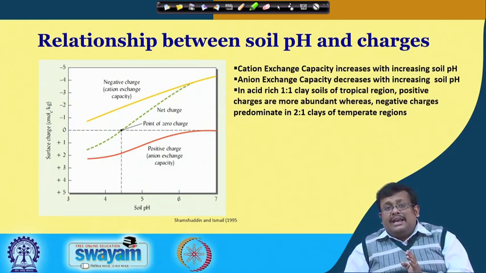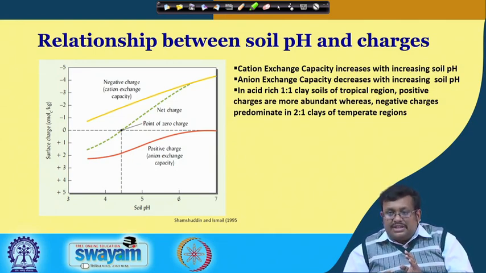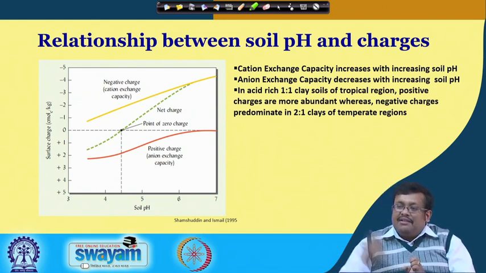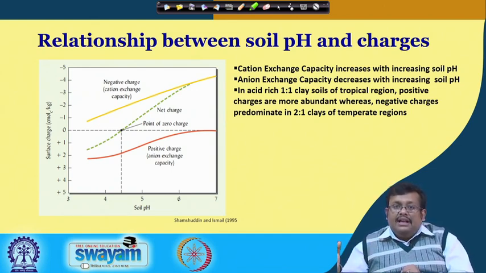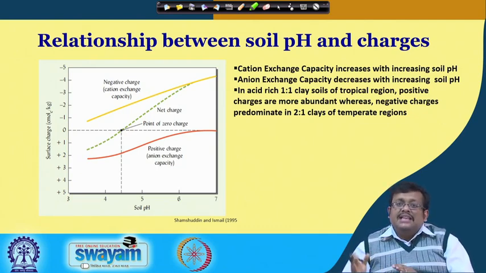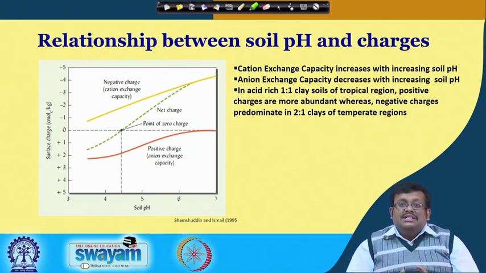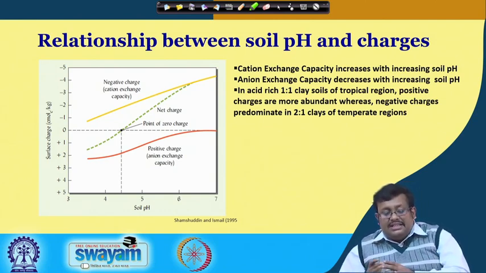In the case of anions, this is because of pH dependent charge. In low pH or acidic conditions, there will be positive charge development, and this positive charge will attract the negatively charged anions like nitrate and sulfates, and they will attach to the soil surface. So, this is anion exchange capacity and cation exchange capacity. I hope that now it is clear why cation exchange capacity increases with increasing soil pH and anion exchange capacity decreases with increasing soil pH.